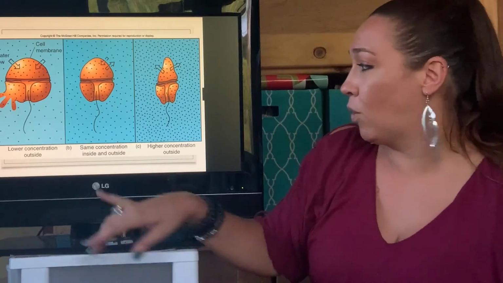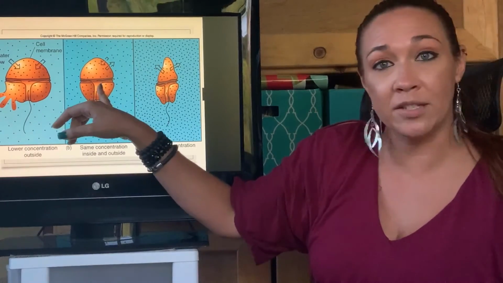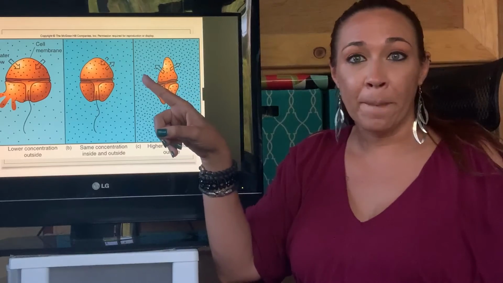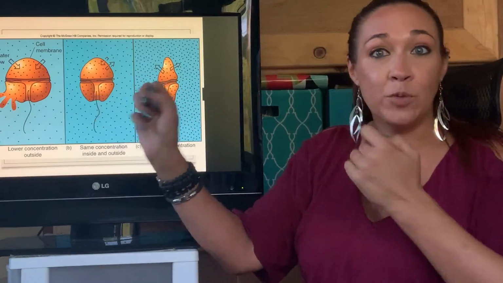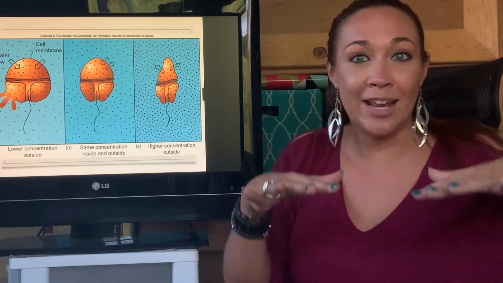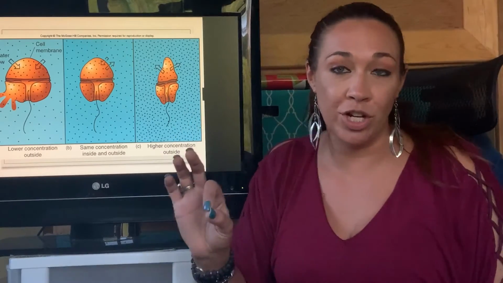Okay, so really what you want is the same concentration on the outside as you do on the inside. That means for every little bit of salt that comes out, another little bit of salt is coming in. Which means for every little bit of water that comes out, a little bit of water is coming in. So you maintain a nice balance. Okay, this is known as osmoregulation. You're regulating your water concentration.